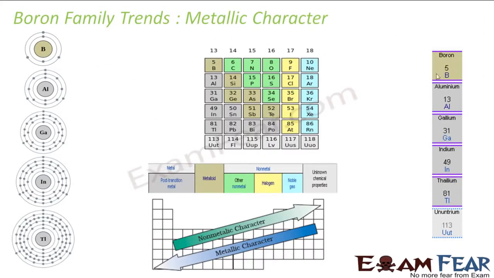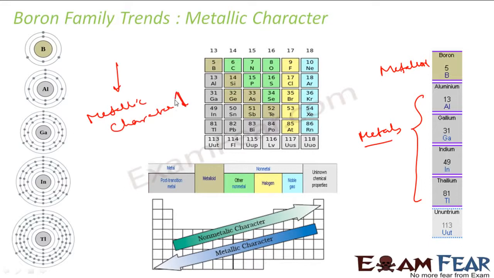Let's talk about the metallic character. Boron is a metalloid, and these are metals. The metallic character increases as we go down the group, right? Why? Because metallic character is the tendency to lose electrons, right? If you go down the group, the size increases and these electrons can easily be lost. So the tendency to lose electrons increases, and since that tendency increases, the metallic character also increases.